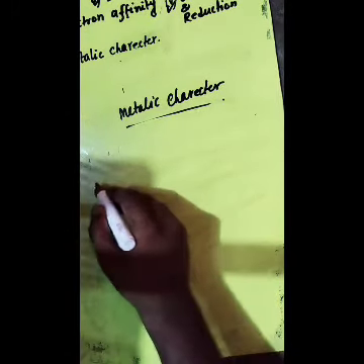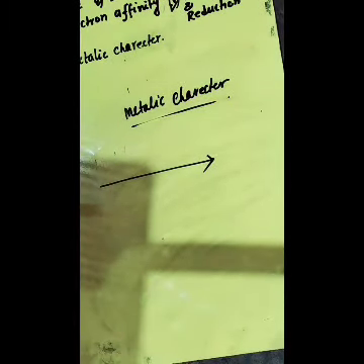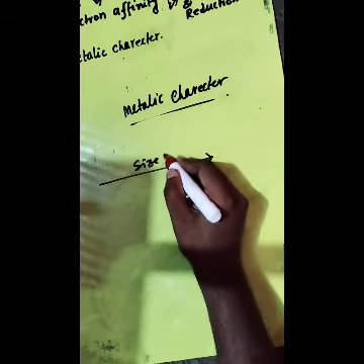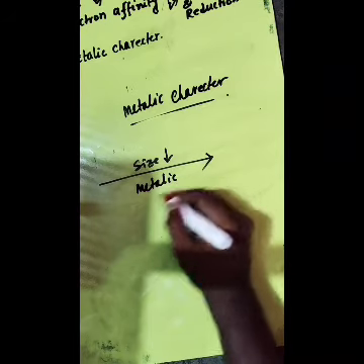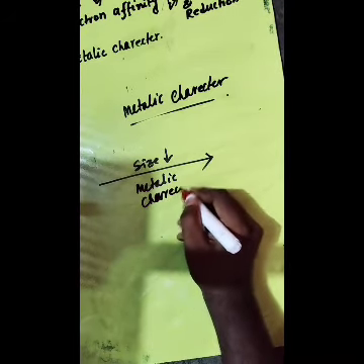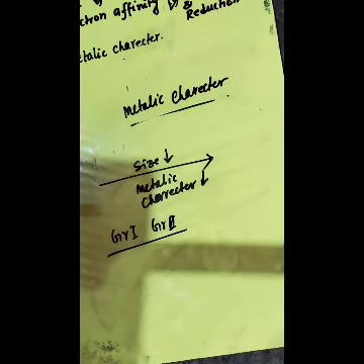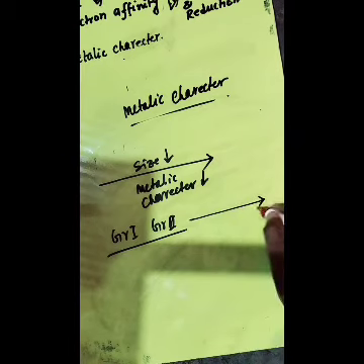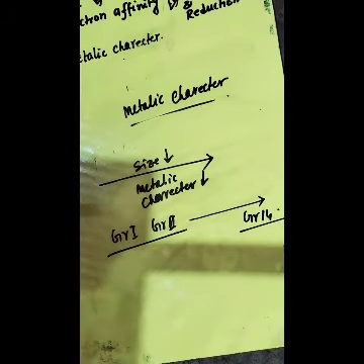Similarly, if you move from left to right in the periodic table, the size of the element decreases. Therefore, metallic character also decreases. Elements on the left are normally metals, whereas if you move to group 14, 15, 16 or 17, these elements are non-metal in nature. Therefore, if you move from left to right, metallic character decreases.